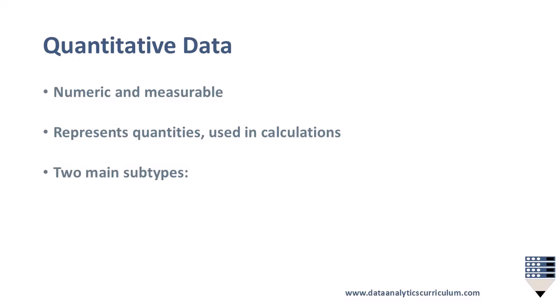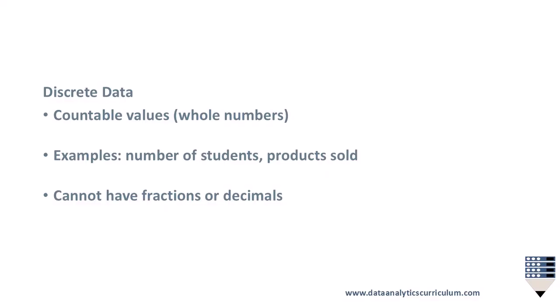Quantitative data. Let's start with quantitative data. Quantitative data involves numbers. It represents measurable quantities and can be used in calculations and statistics. There are 2 main subtypes of quantitative data, discrete and continuous. Discrete data. Discrete data consists of values that can be counted, whole numbers only.